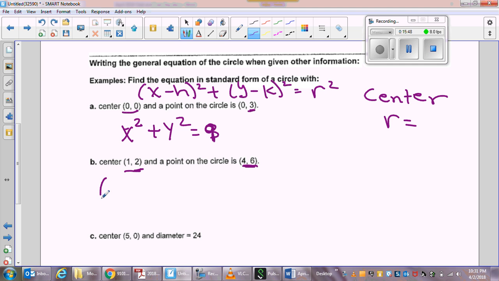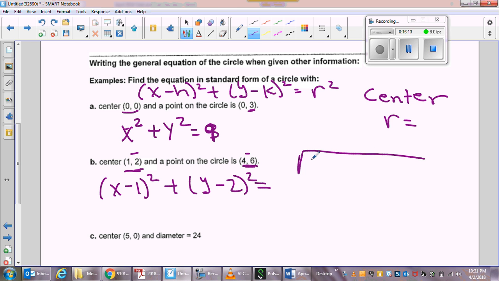So what I need to do is (x minus 1) squared plus (y minus 2) squared equals, what's the radius between this point and this point? It's easier to draw it in a grid and then use the Pythagorean theorem. That's going to be the easy way of doing it. So that's something I would recommend you guys do. But if not, use the old-fashioned distance formula.